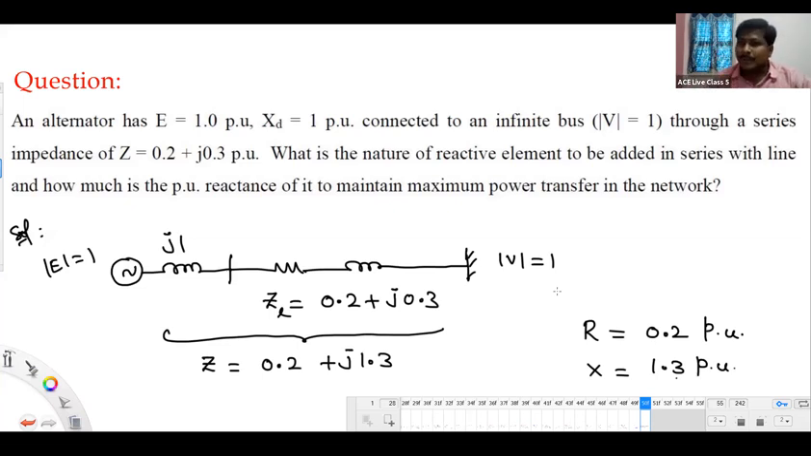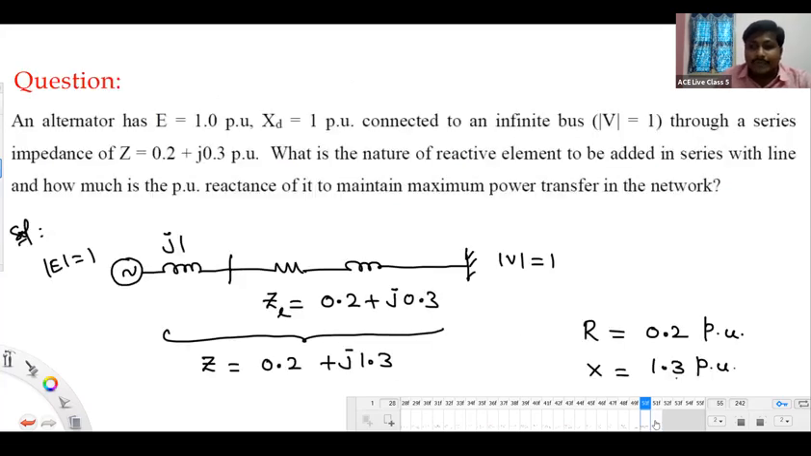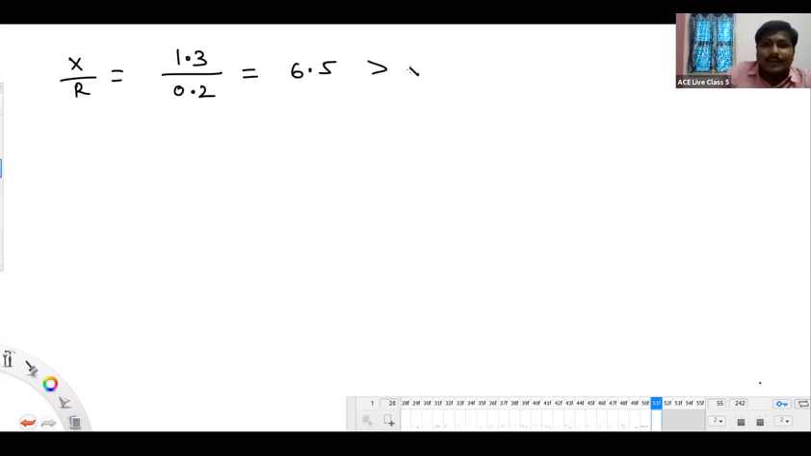Even though he didn't set that type of condition, anywhere in the exam, if he is asking about network reactance or network element variation, we have to follow the condition X equals √3 R only. First, take the existing X by R ratio of this network. X by R ratio of the network is 1.3 by 0.2, which is 6.5, which is not equal to root 3. In fact, this is greater than root 3.